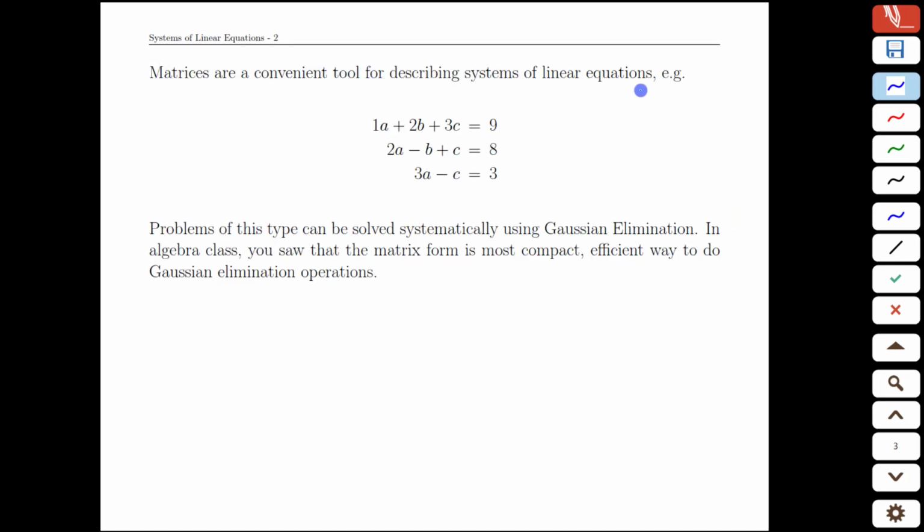For our purposes for now, we're going to be looking at linear equations, like the example down here below. Now, these kinds of problems can be solved systematically using Gaussian elimination, which is essentially row operations on this collection of equations. However, in your linear algebra class, you would have seen that if we write this system of equations in a matrix form, it becomes easier to work with the row operations, because the row operations really only work on the coefficients of the variables and don't change the variables themselves.